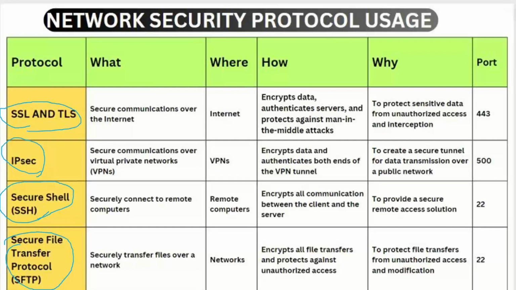There are other protocols like HTTPS, and there are other protocols like PEM. There is another one called SHTTP, SET, PGP. I will explain all these protocols in detail. But for now, these are the top 5 protocols that you should be aware of when it comes to network security. Also, these are the port numbers that you need to be aware of. SSH and SFTP work on the same port 22, IPsec is on 500, and HTTPS, the SSL and TLS, are all on port number 443.